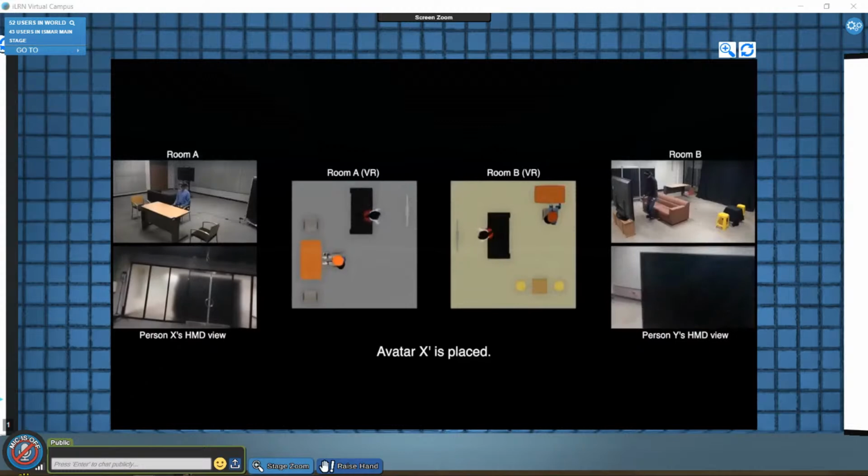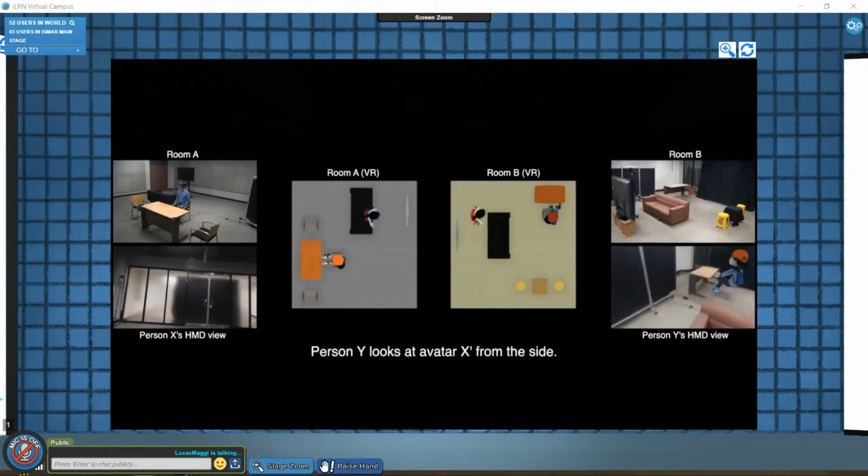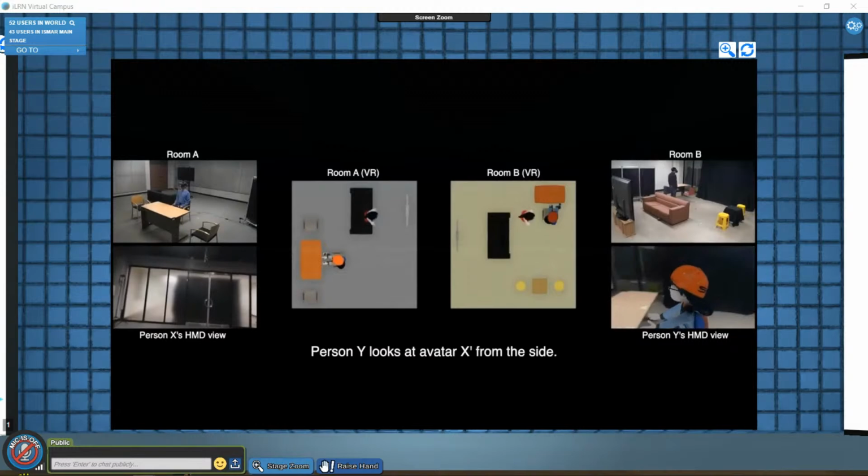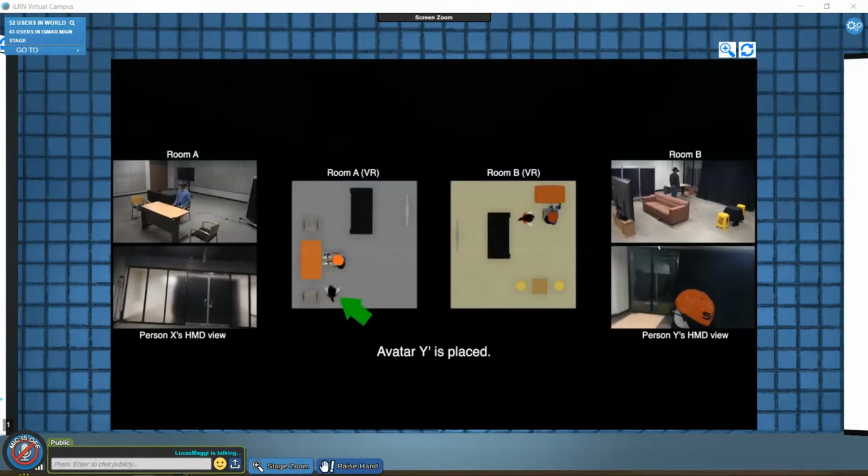Lastly, person Y moves to look at the avatar X prime from the side. And avatar Y prime is placed accordingly.